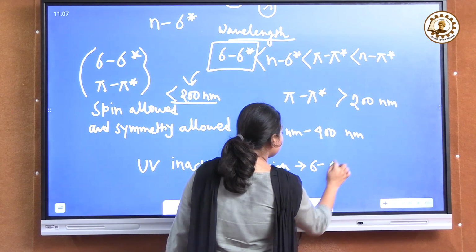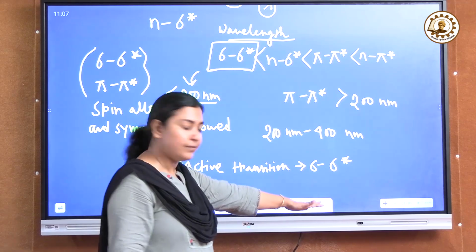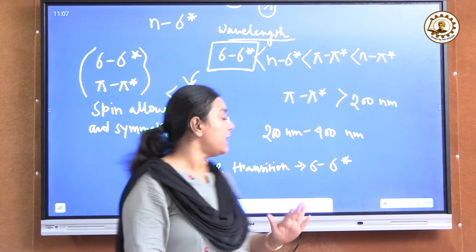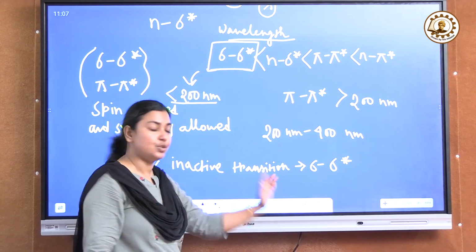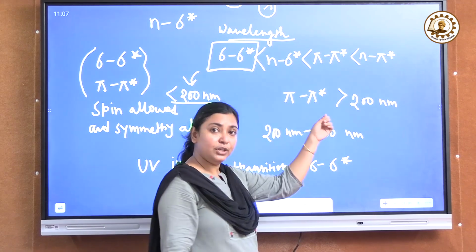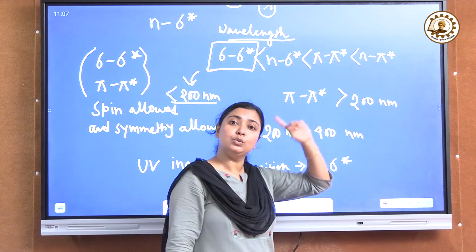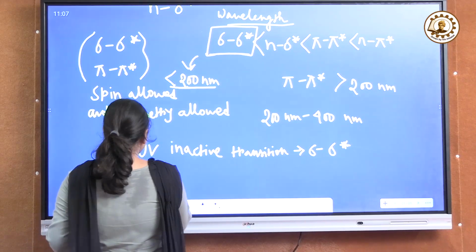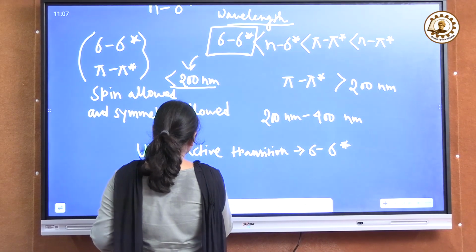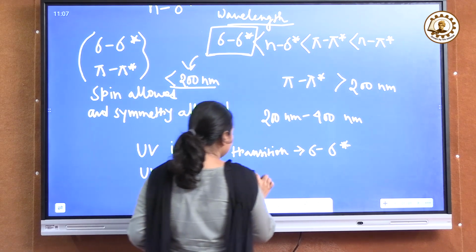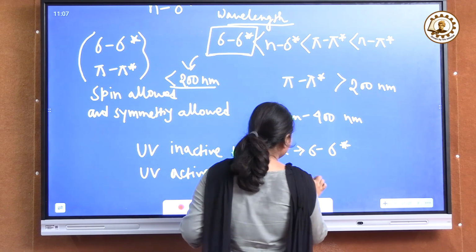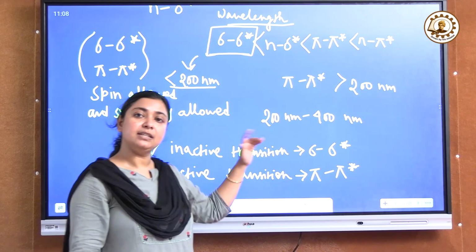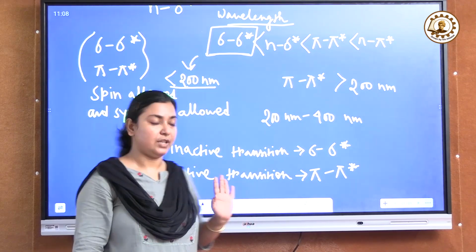This is the sigma sigma star transition because the corresponding wavelength of sigma sigma star is less than 200 nanometer and it doesn't fall under the UV region. That is why sigma sigma star is a UV inactive transition. While the corresponding wavelength for the pi pi star transition is greater than 200 nanometer, that means it falls under the UV region. So the pi pi star transition is known as a UV active transition. Okay. So sigma sigma star is UV inactive and pi pi star is UV active.